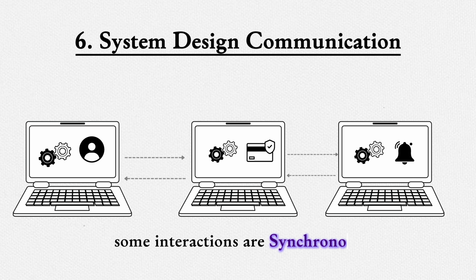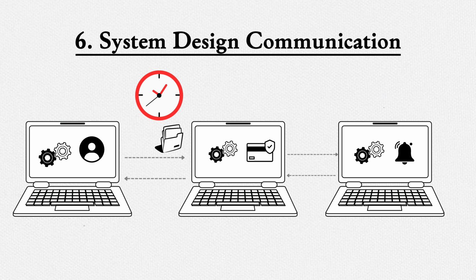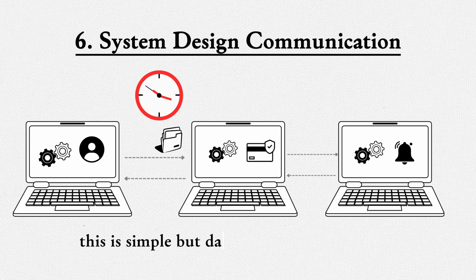Some interactions are synchronous, where one service waits for another to respond. This is simple but dangerous under high load because delays can cascade across the system. To reduce this risk, asynchronous communication is introduced using message queues or event streams. Services publish events, and other services react to them independently, improving resilience and decoupling.